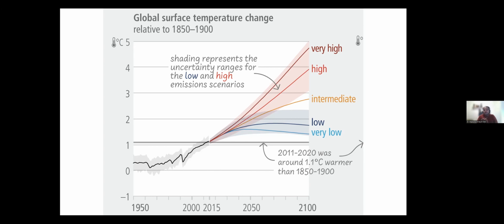With a high emission scenario, which is the more realistic scenario, we go into the pink shaded area, and that's an increase of between 3 to 5 degrees in temperature globally. However, with an intermediate scenario, which is the orange curve, we will still be a little bit under 3 degrees in temperature rise.